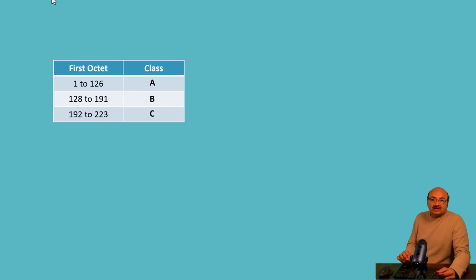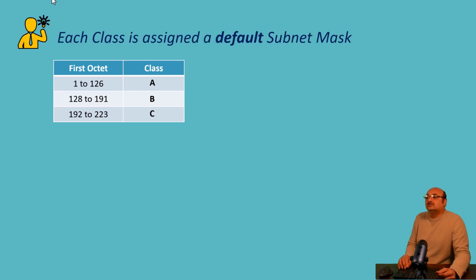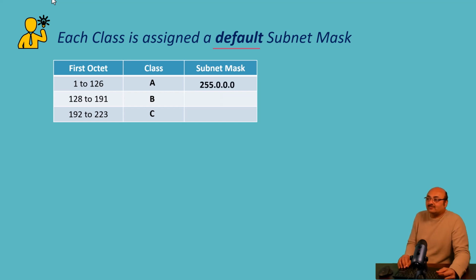Now each of the classes A, B and C has been assigned a default subnet mask. For class A, the default subnet mask is fixed to 255.0.0.0. For class B, it is fixed to 255.255.0.0. And for class C, it is fixed to 255.255.255.0. So, in a nutshell, we can say: look at the first octet value of an IP address, determine its class, and that way you should be able to identify the corresponding default subnet mask.